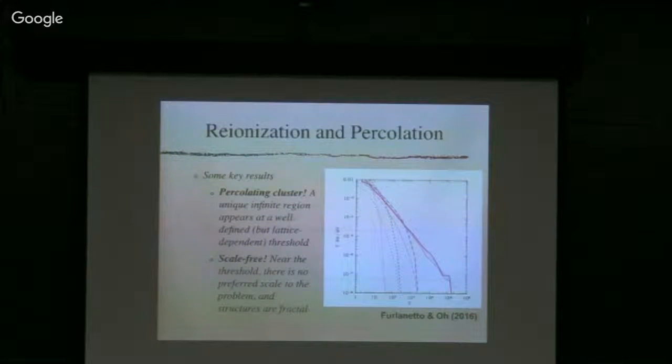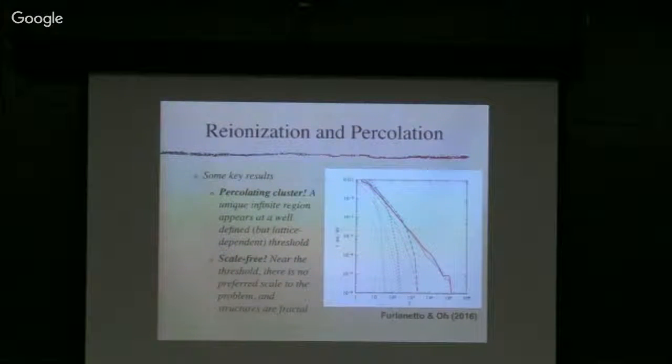The other curves are this distribution at different times during reionization. So the farther away you are from the percolation transition, the smaller your ionized bubbles get. Basically it follows the power law and then cuts off. So we see that this scale-free behavior happens during reionization, although the details are different than one might expect because of the correlations again.